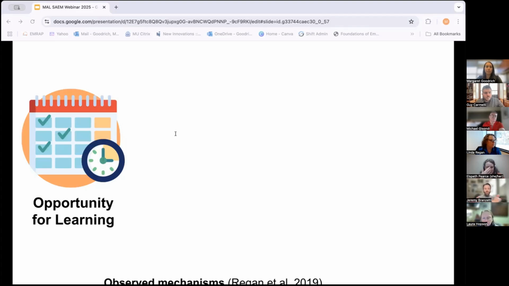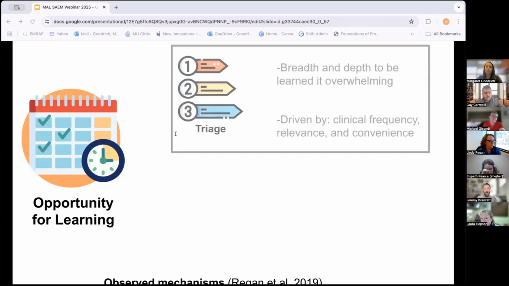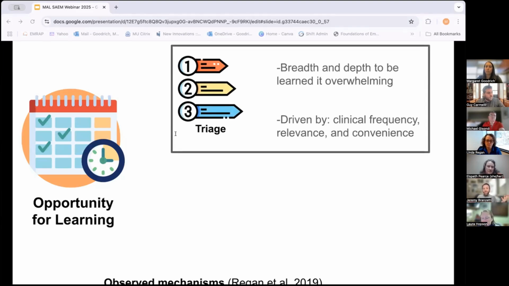Again, two big areas came out of this. The first one we'll see here is called triage. Basically, you get the idea. There's only so much time. They have so many things to do. They've got to pick which thing to learn. There is a breadth and depth of medicine that is just overwhelming. It is a target-rich learning environment. You can't learn it all. So they've got to pick a thing that just matters to them.